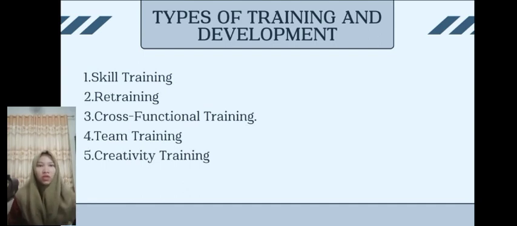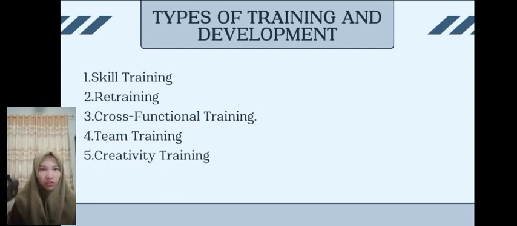Number 2, retraining. Retraining is a subset of skill training. Retraining seeks to provide employees with the skill they need to meet changing job demand. For example, educational agency worker who usually work using manual typewriter may have to be trained with computer machines or internet access.